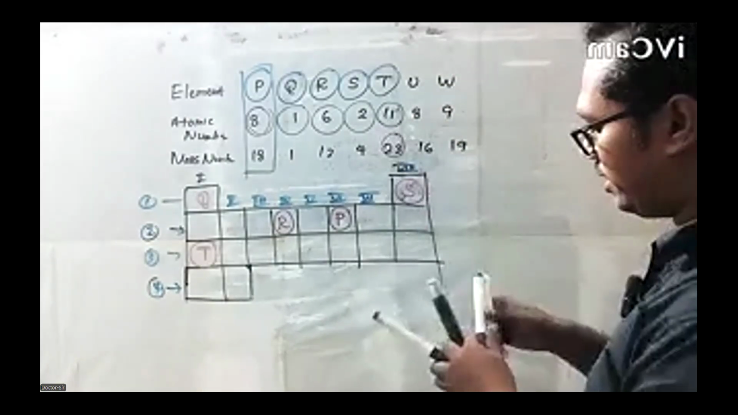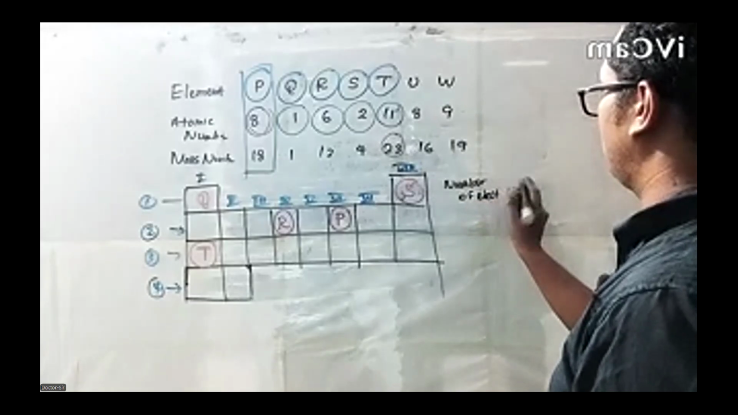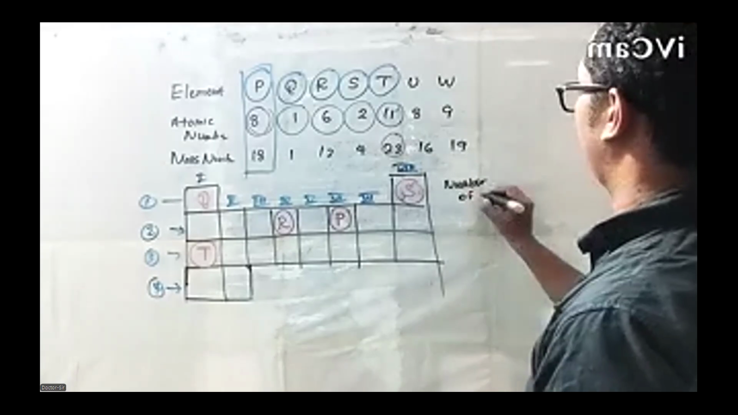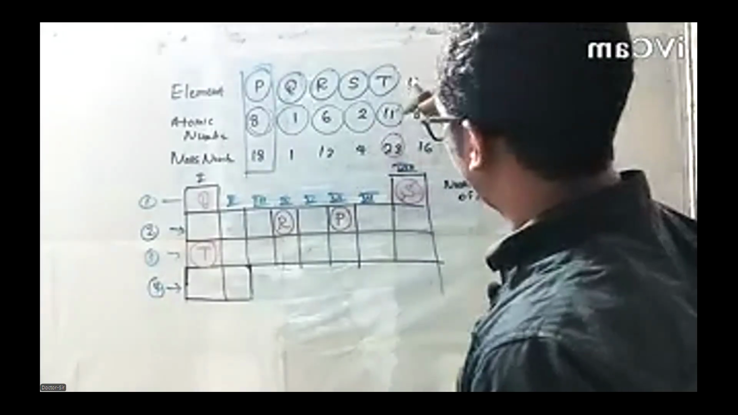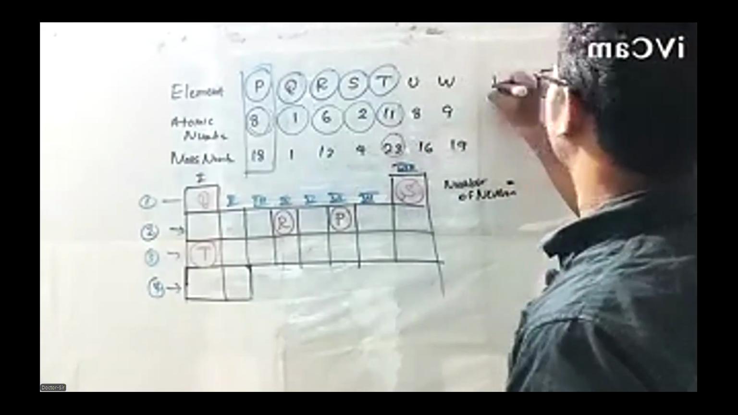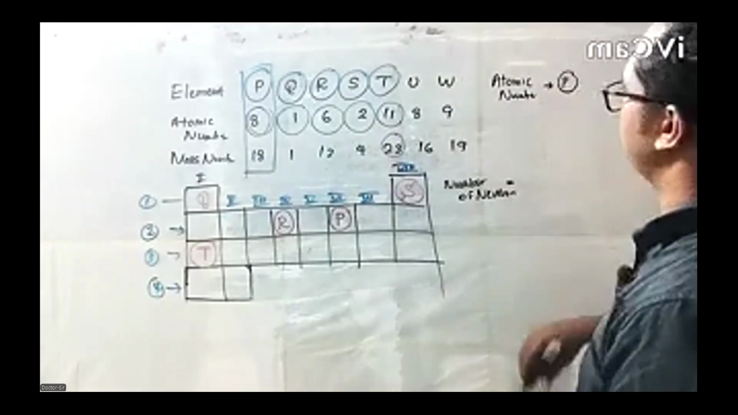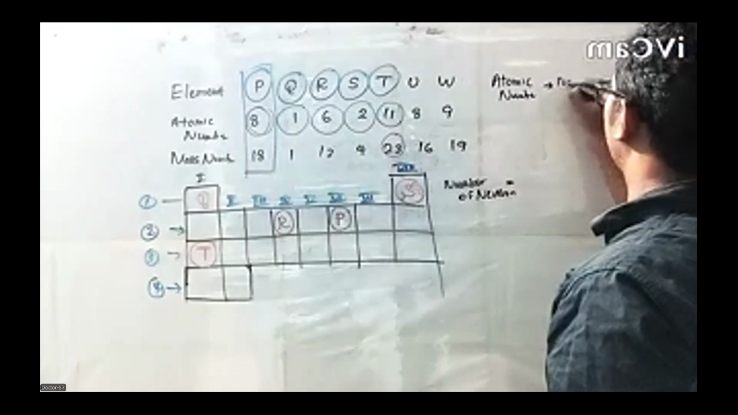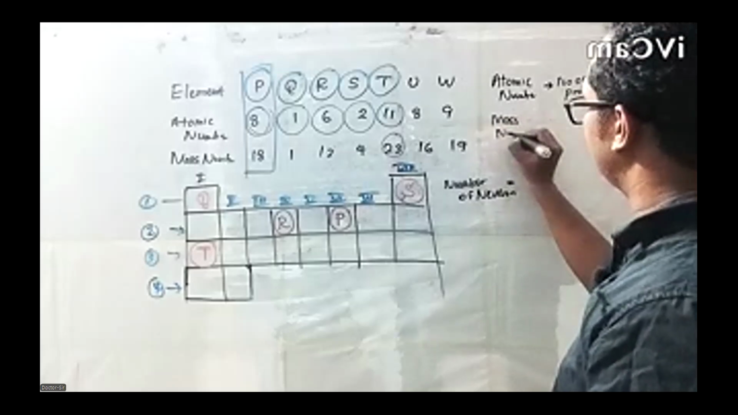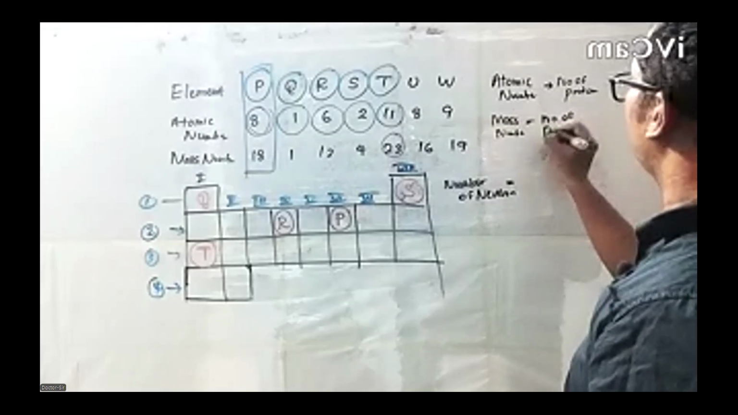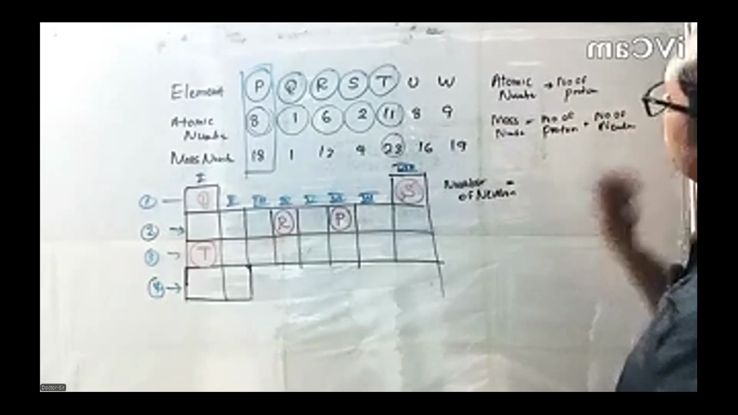So in T, how can we find the number of electrons? Not the electron, they are asking for the neutron, no? Okay, number of neutron. The atomic number represents the number of protons. Okay, not the P, you are confused with this P. So the atomic number represents the number of protons. Then the mass number represents the number of protons plus the number of neutrons.